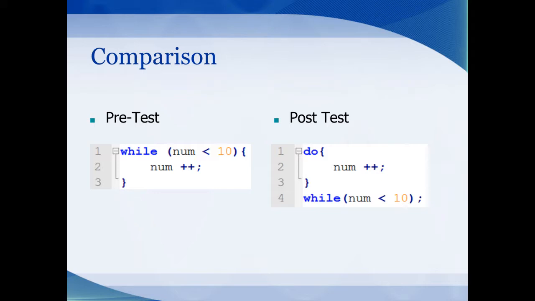Now there's one time when these two loops would differ in their output, and that's if the variable num were already greater than 10 at the start of the loop. In that case, the pretest loop would never execute the statements at all, while the post-test loop would execute them one time, and then it would test to see that it's false and it wouldn't repeat it.